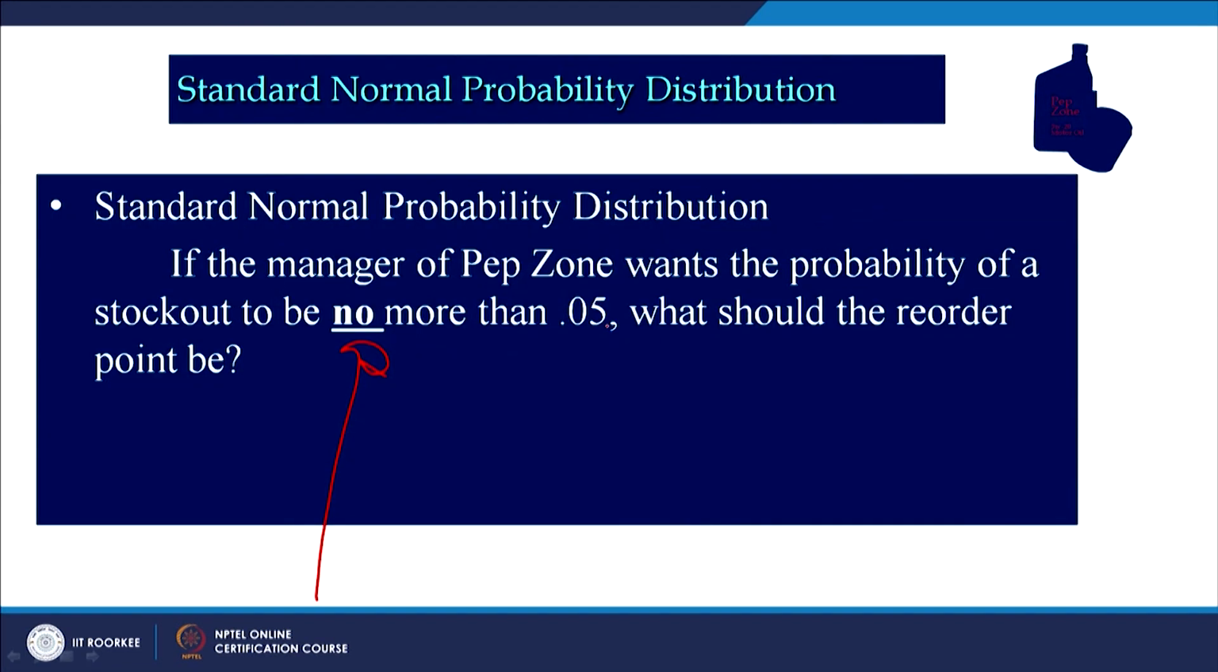Now, the question is, if the manager of Pepzone wants the probability of stock out to be no more than 0.05, what should be the reorder point? Should the reorder point be more than the previous one, or would it be less than that? So, let us calculate that value.